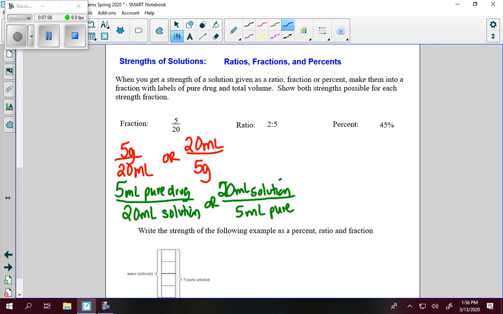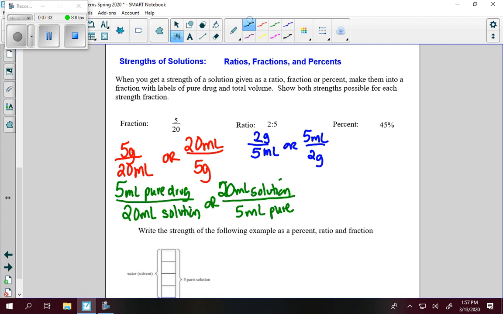With ratio, it says 2 to 5. So you would say 2 to 5, and you would have grams per milliliter, or 5 milliliters to 2 grams. Likewise, I can change the grams to milliliters, and I can say 2 milliliters pure for 5 milliliters total solution, or 5 milliliters total solution to 2 milliliters of a pure drug in liquid form.